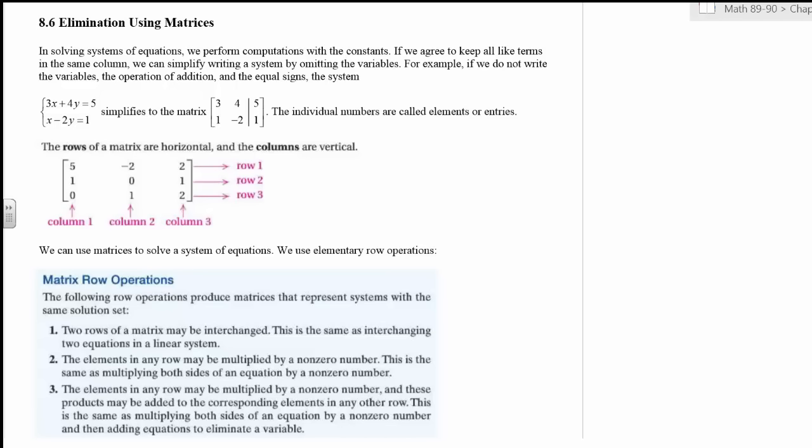Hello. So we are finishing up the last section of Chapter 8. If you're in Math 90, we need to cover some matrix work because you will see this in pre-calculus when you move on. So we're going to give you a quick introduction. We're not going to go too in-depth, but it is a helpful tool when you have systems of equations that start to get large, 3 by 3, 4 by 4, 5 by 5, so on and so forth.